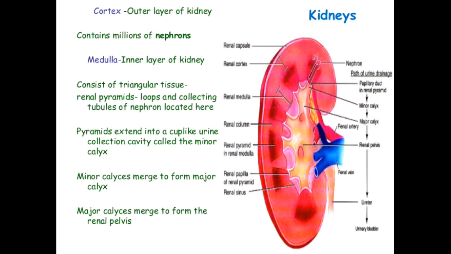The medulla, that is the inner layer of the kidney, consists of triangular tissues, the renal pyramids; loops and collecting tubules of the nephron are located here. Pyramids extend into cup-like urine collection cavities called the minor calyx. Minor calyxes merge to form the major calyx. Major calyxes merge to form the renal pelvis.